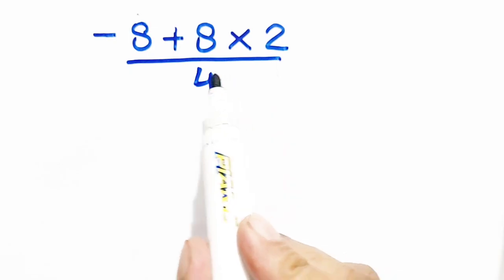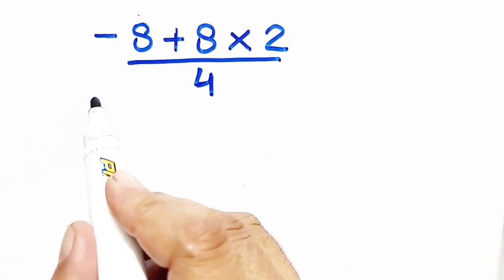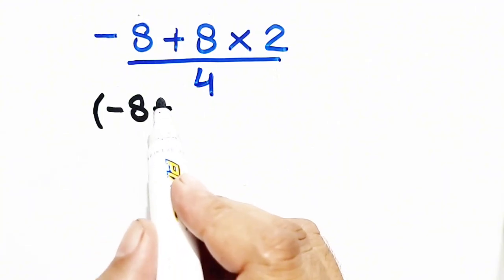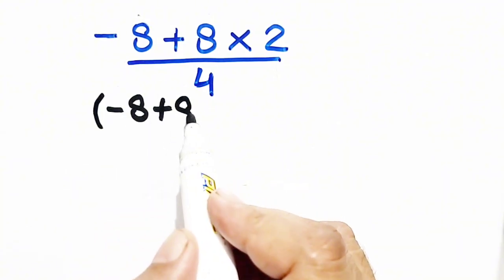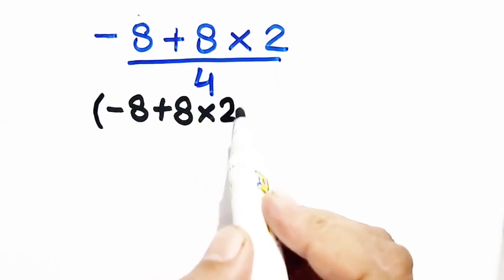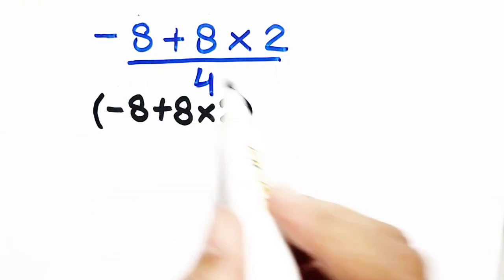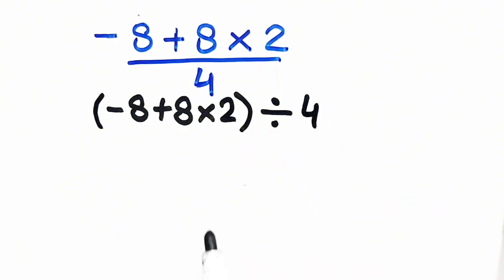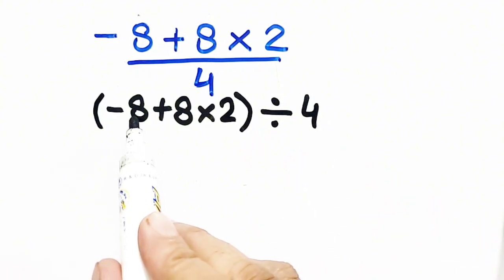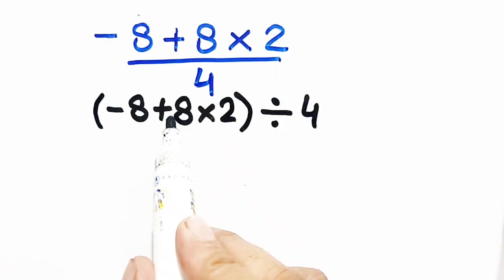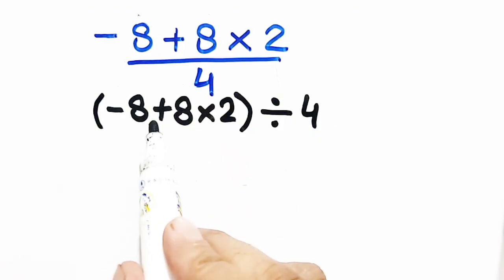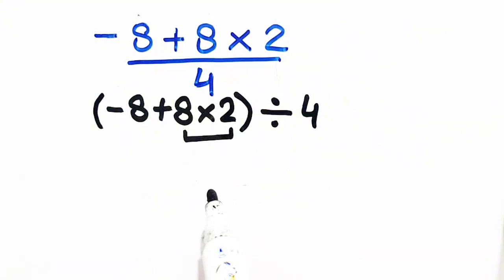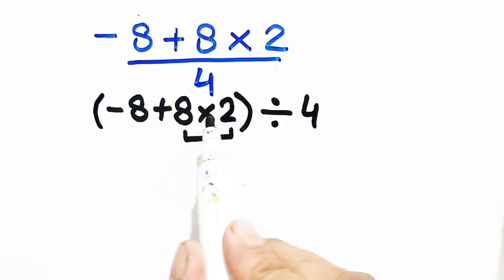Now I will solve it again, and I have to make two parentheses. The first parenthesis has minus 8 plus 8 times 2, and here is division by 4. Now, minus 8 plus 8 will not be solved first, because it is not according to the order of operations. So first of all, we have to multiply 8 times 2.